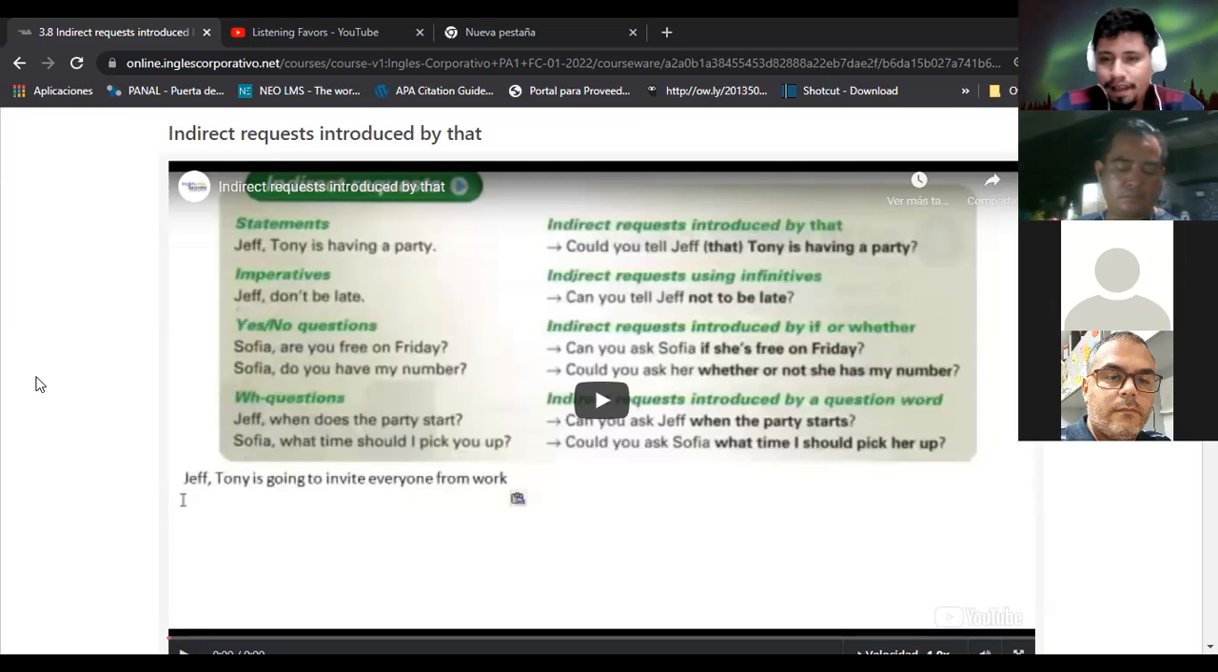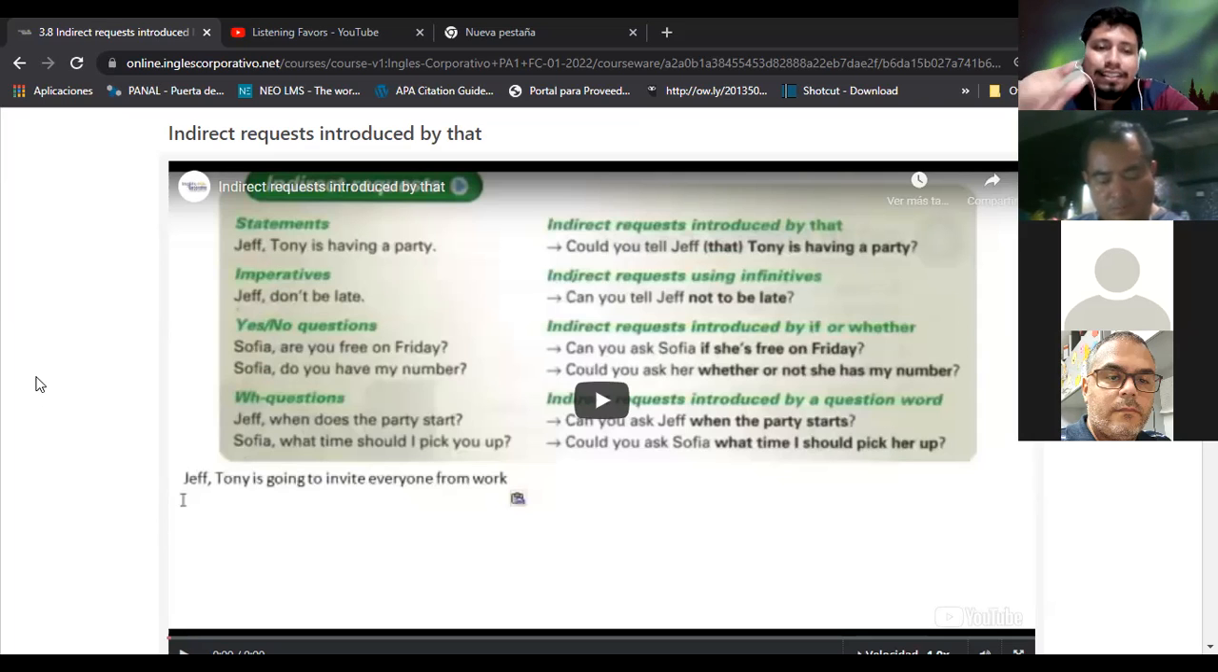Yo puedo responder a una pregunta como Jeff, Tony is having a party. ¿Sí? Jeff, don't be late. So, esa es la información que nosotros estamos transmitiendo a la otra persona por medio de nosotros. Si nosotros somos los intermediarios. ¿Sí? Si yo le digo a Miss Castro, can you tell Miss Rivera not to be late? Lo que va a ir a decirle Miss Castro, o la expresión que va a utilizar ella, sería, hey, Miss Rivera, don't be late tonight. So, in those cases, we can use that kind of expressions.